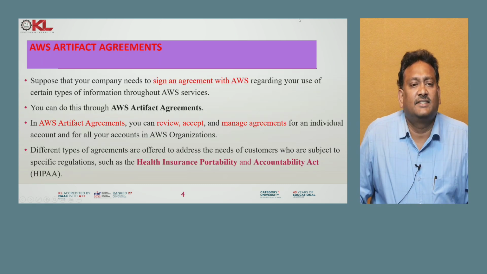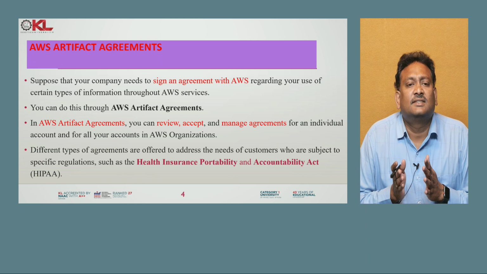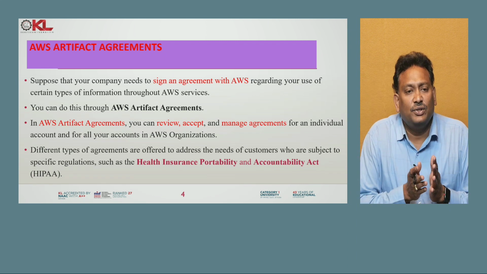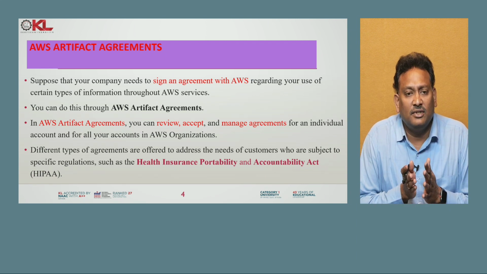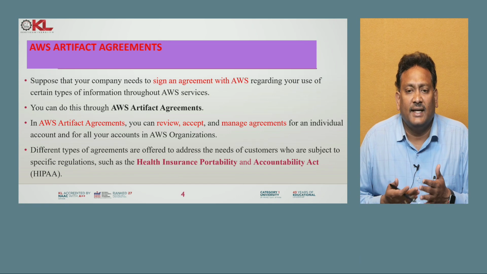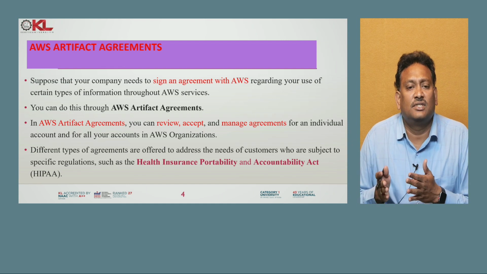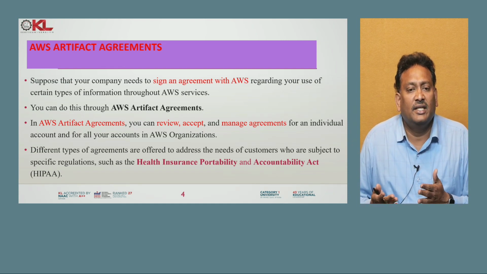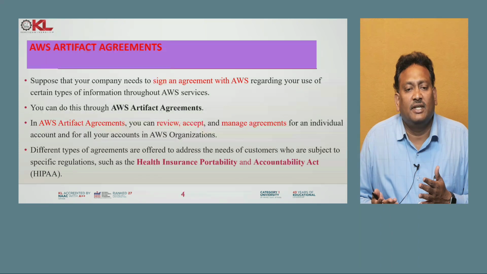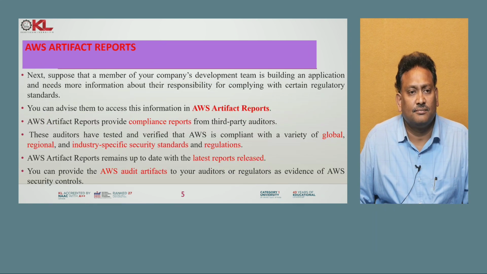For example, a company needs to sign an agreement with AWS regarding your use of certain AWS services. We can do this using the service named AWS Artifact Agreements. In AWS Artifact Agreements, we can review, accept and manage agreements for your individual accounts and for all your accounts in AWS Organizations. Here we have different types of agreements offered to customers. One example of an agreement is the Health Insurance Portability and Accountability Act.